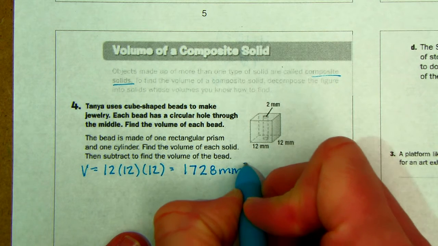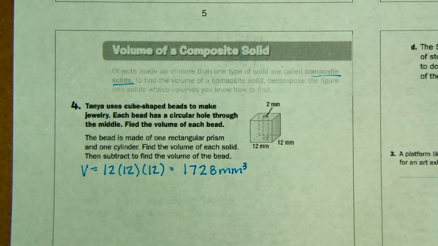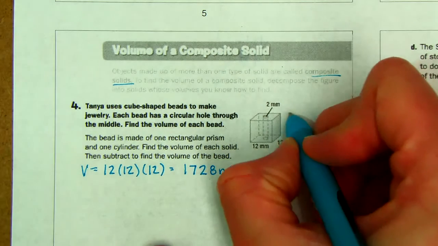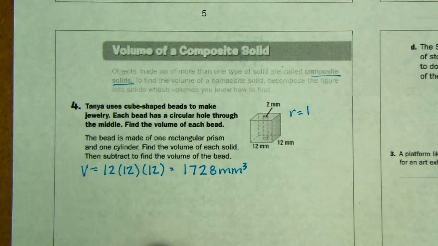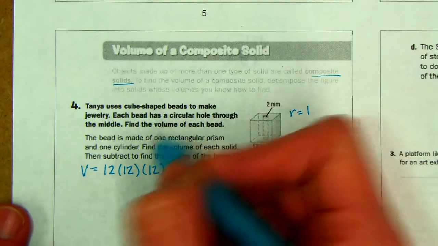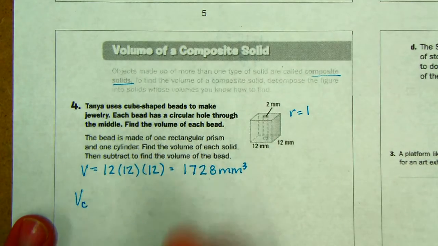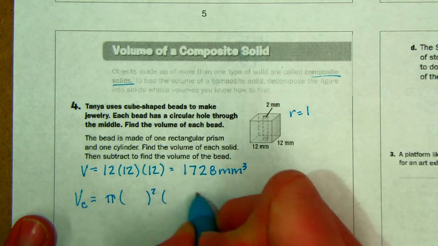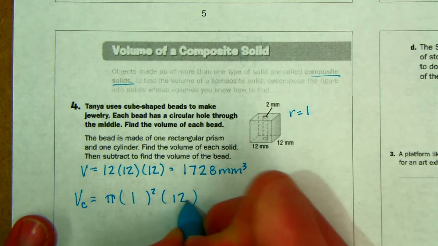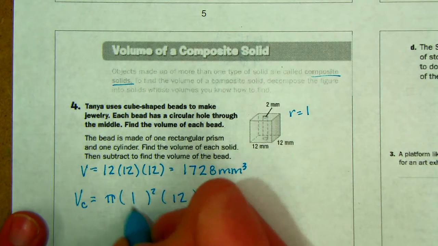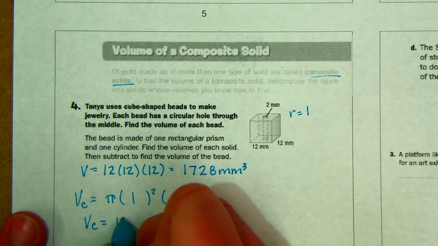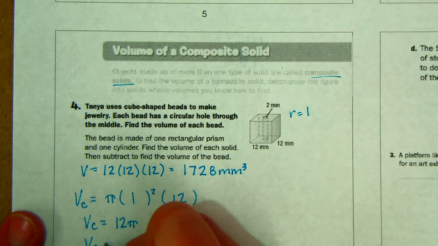But then we have to subtract that cylinder. Now the cylinder, the diameter is 2 millimeters, so our radius is actually 1. Our height is still 12. So the volume of the cylinder is going to be pi r squared times h. So 1 and 12. Oh, that's pretty simple because 1 squared is still 1. 1 times 12 is 12. So our volume of the cylinder is 12 pi, which is going to be 37.7.